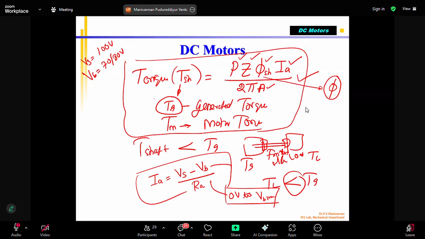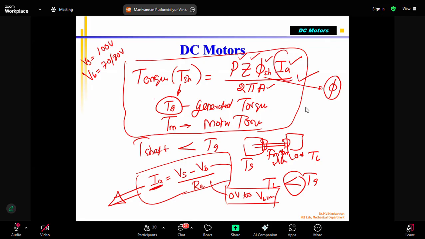Why? Can anybody tell this? Why should it be lesser than VS? I just now wrote the equation. If VB is more than VS, then the torque will be saturated. What I meant to say is, VB is opposing the torque which is being produced. Yeah, you are right. That's what I said. Mark IA equal to what?